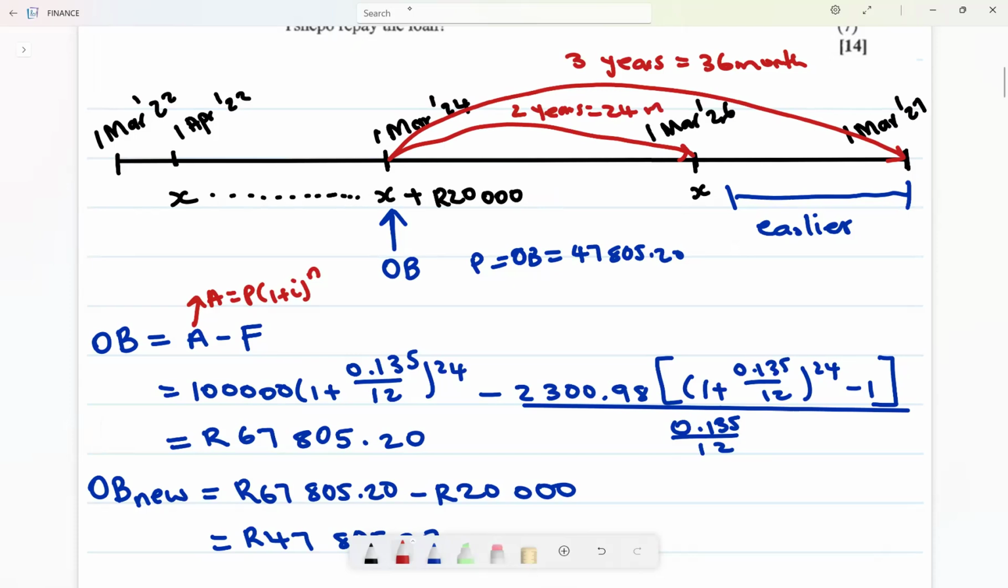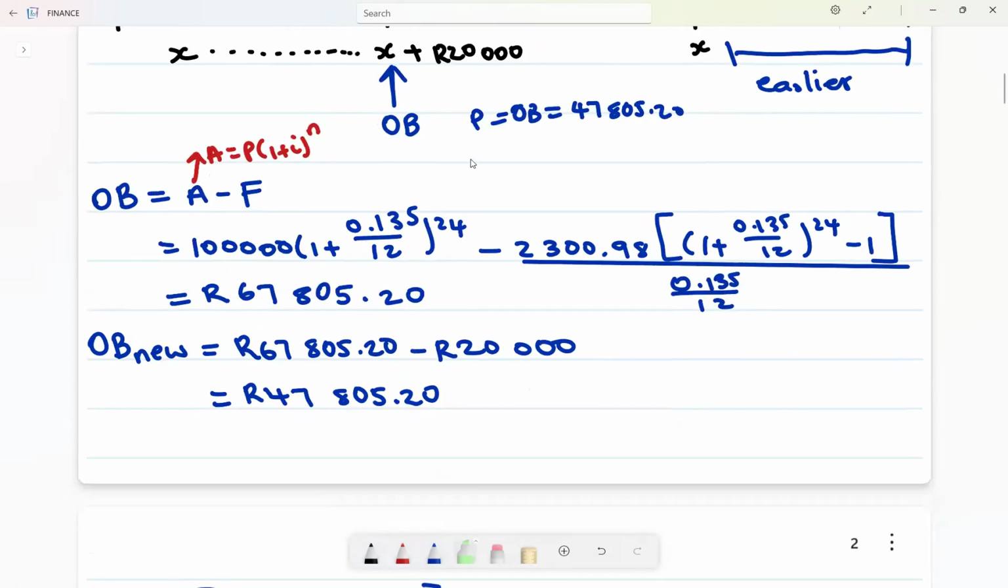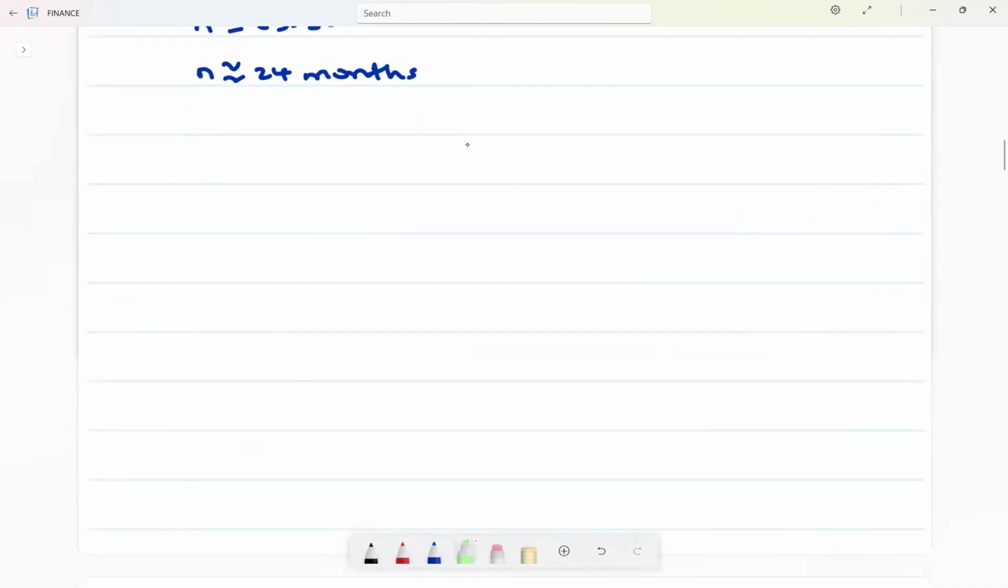So how many months earlier did he complete? Months earlier is going to be 36 minus 24, which is 12 months. So it is a year earlier, because if you're supposed to end in 3 years but you finished in 2 years, it is a year earlier. Therefore, months earlier is going to be equal to 36 minus 24, which is basically 12. So not 12 years, 12 months.